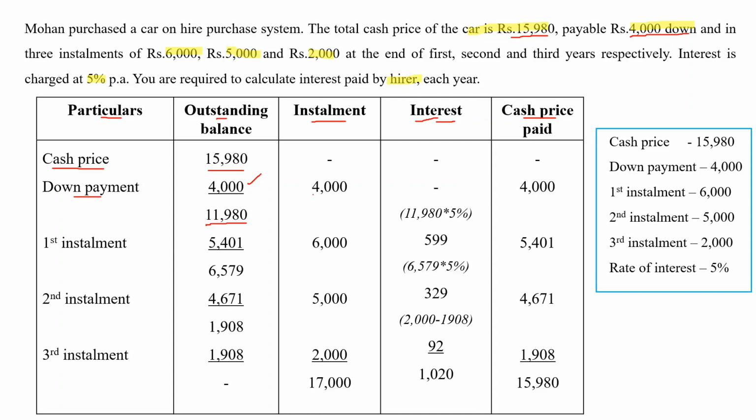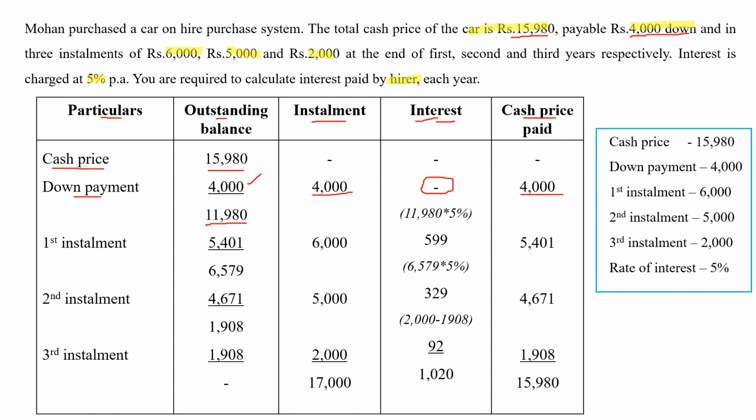We are writing this 4,000 in the installment column also because it is also a part of the installment. I have not calculated interest for this down payment. Why? Because down payment is paid immediately, soon after signing the agreement. Interest will be calculated only for delayed payment. So for down payment, we are not calculating interest. This down payment is fully cash price. There is no interest included in it. The total amount will come under cash price paid.